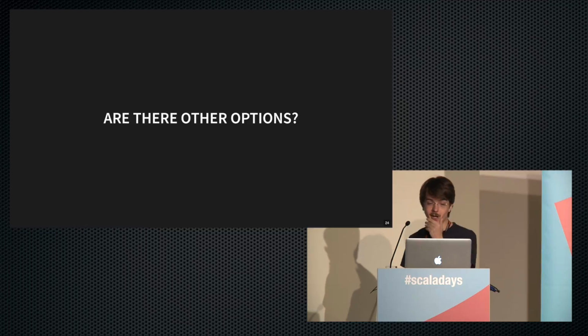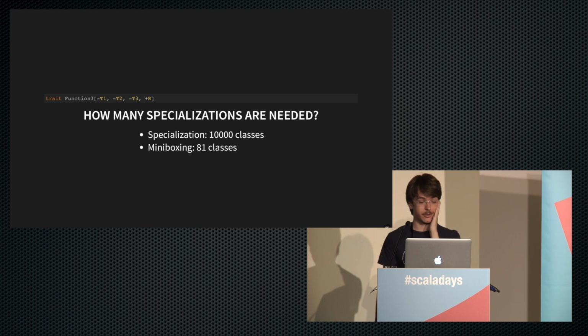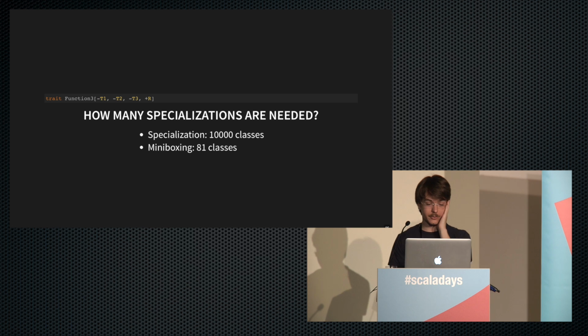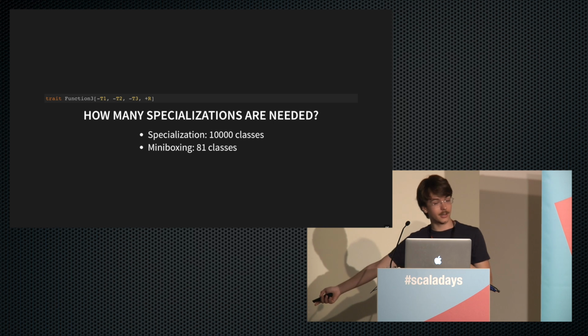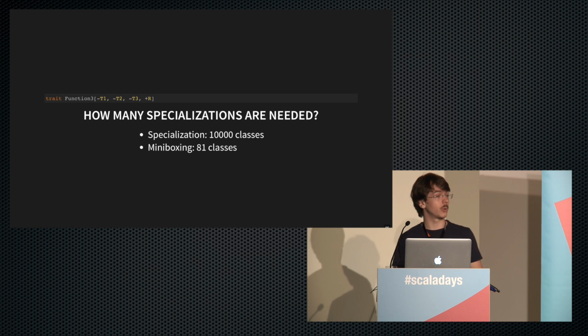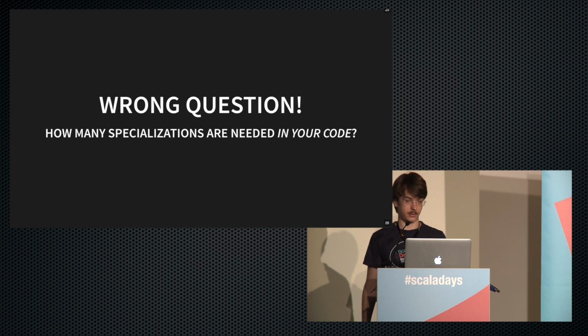So I tried to see if there are other options. If we go back to the same question, we have Function3. Specialization and miniboxing were trying to answer the simple question: how many specializations are needed? In the case of specialization, it was 10,000. In the case of miniboxing, it was 81. I believe that this is the wrong question to answer.